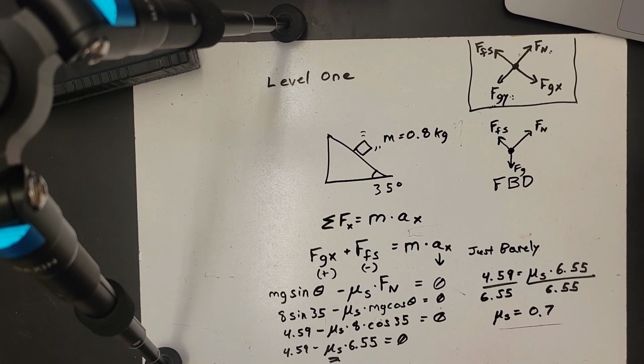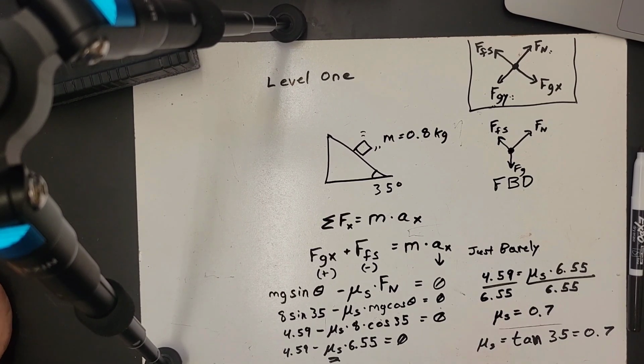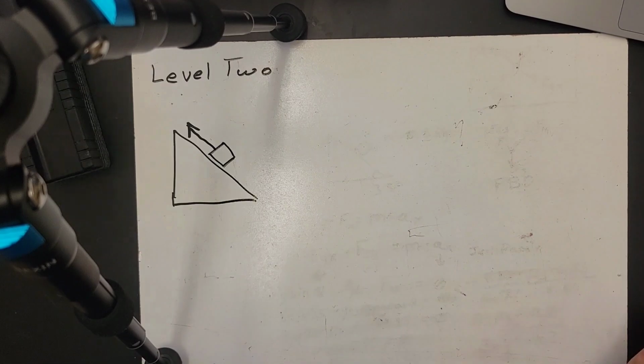So is that the same thing as mu equals tan theta? Well, that's easy enough to figure out. Just got to find the tangent of our 35 degrees. Yep. Yay! All right, there we go. Level 1 complete. And here we are in level 2.